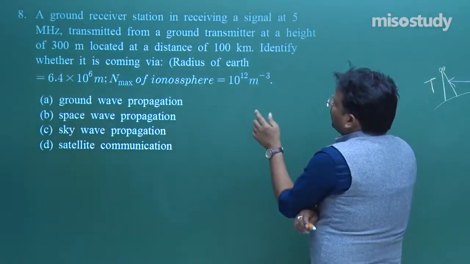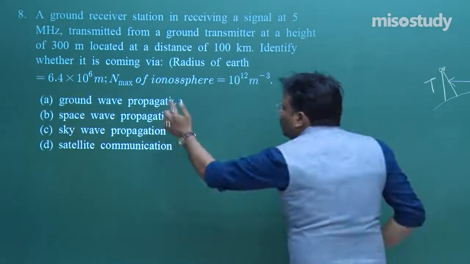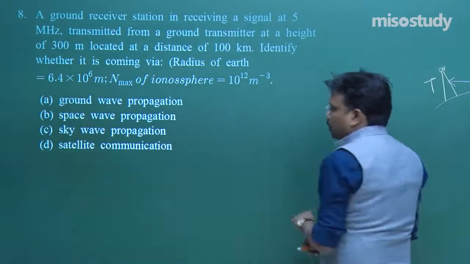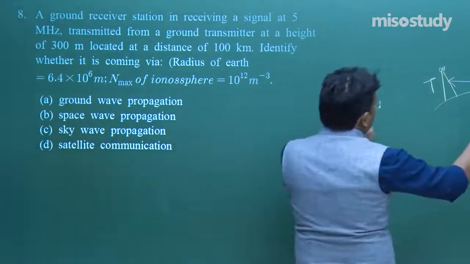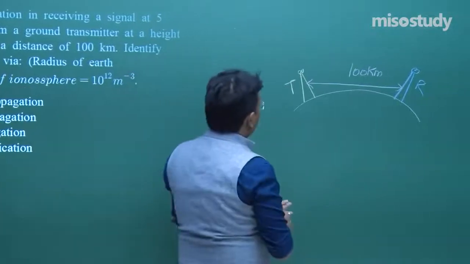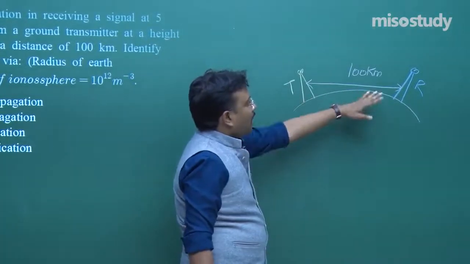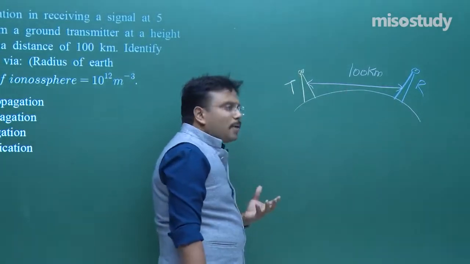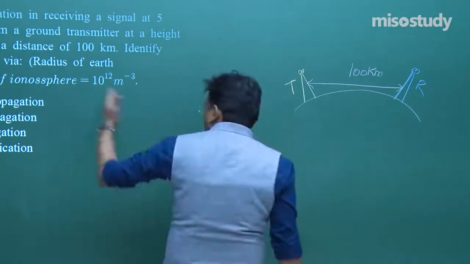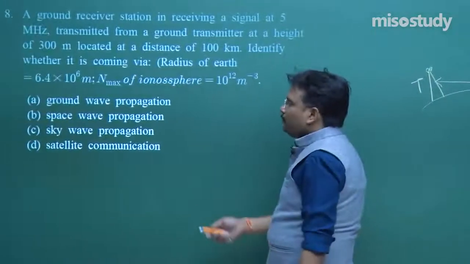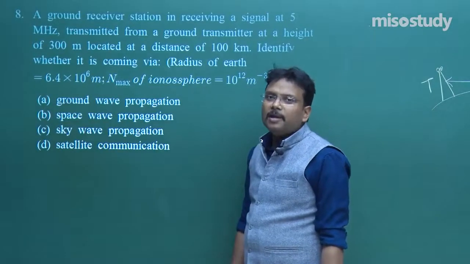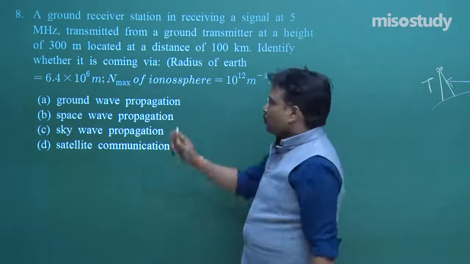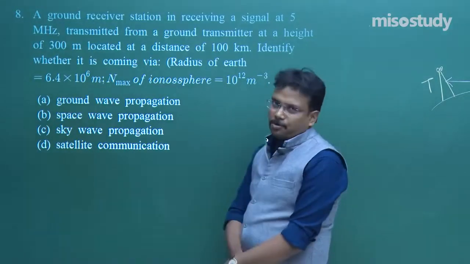Identify whether it is coming via ground waves, space wave, sky waves, or satellite communication. First take a look at this diagram. Transmitter and receiver are situated 100 kilometers away from each other, so you can say ground waves. Now come to the options. Ground wave propagation is not applicable over here. That diagram is not very useful for us; it was just to give you the feeling. So ground waves are not possible.